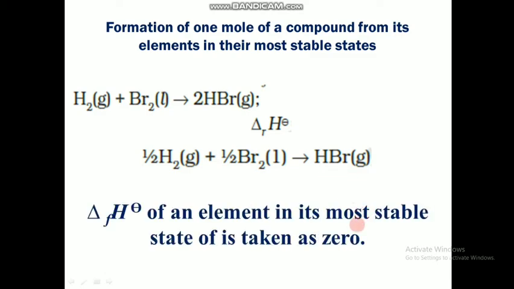And one more fact is that the enthalpy of formation of an element in its most stable state is taken as 0. So for elemental states, the delta fH value is actually 0. For example, if we consider that the delta fH value of this reaction is minus 36.4 kilojoules per mole, this value is actually given by the product, because the elemental form will not have any delta fH value or enthalpy of formation value.